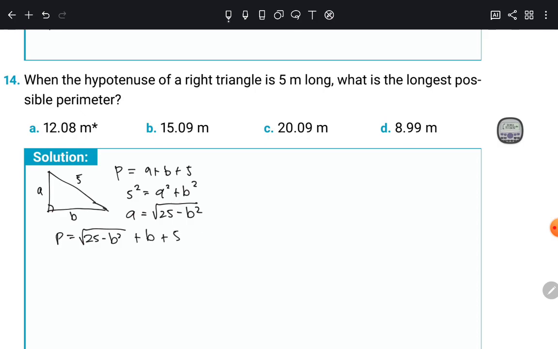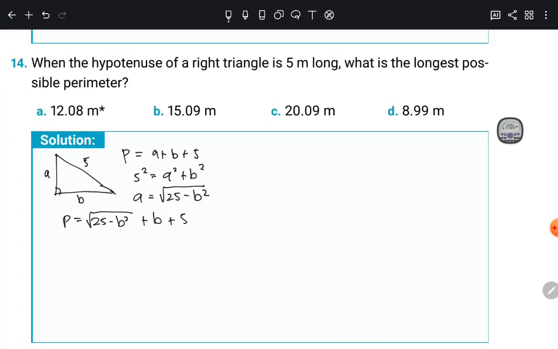And we can now take the derivative here because we already have a one variable equation. The derivative of P with respect to that variable B will be equal to this. So for the square root, again, 25 minus B squared multiplied by the derivative of the inside of the square root. Derivative of 25 is 0, so minus 2 times B. Then derivative of B is just equal to 1, derivative of 5 is 0, and this is equal to 0. So we can cancel this out. Then B all over the square root of 25 minus B squared is just equal to 1.